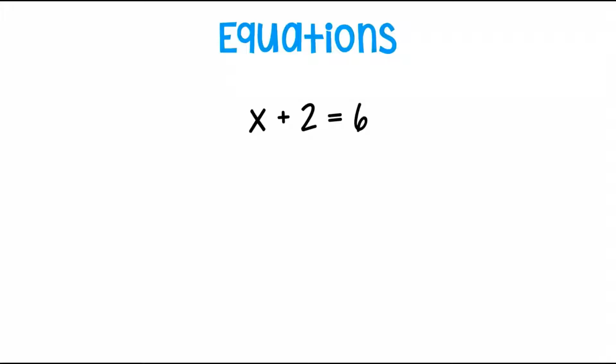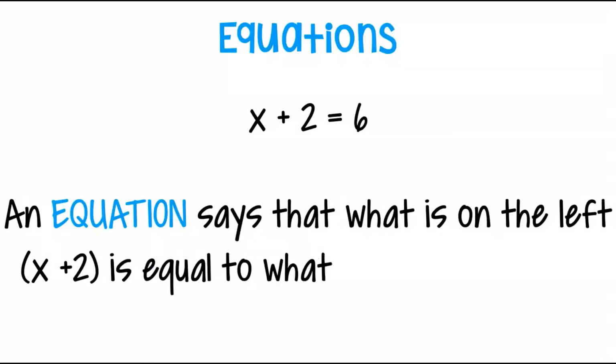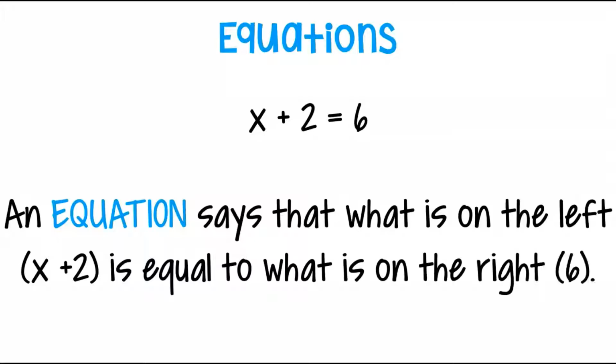Here's an example of an equation. X plus 2 equals 6. An equation says that whatever's on the left, which in this case is x plus 2, is equal to whatever is on the right, which is 6. Hence, equation, equal. X plus 2 needs to be equal to 6.